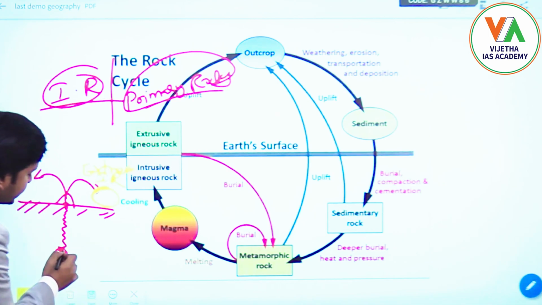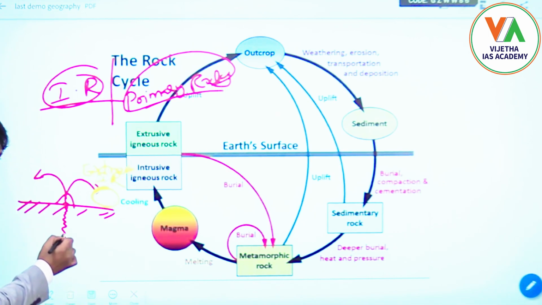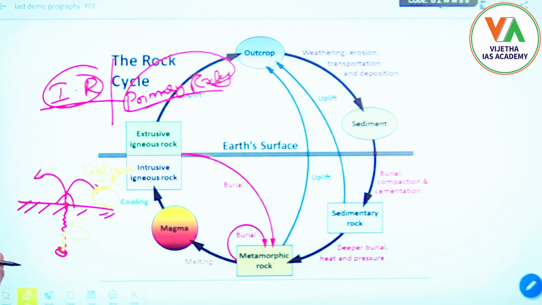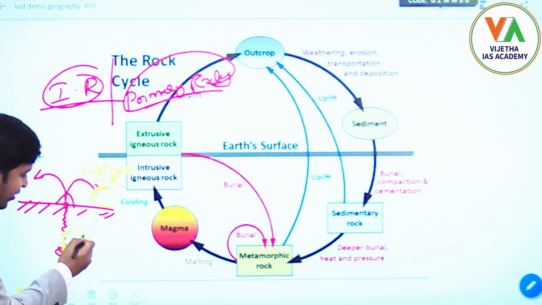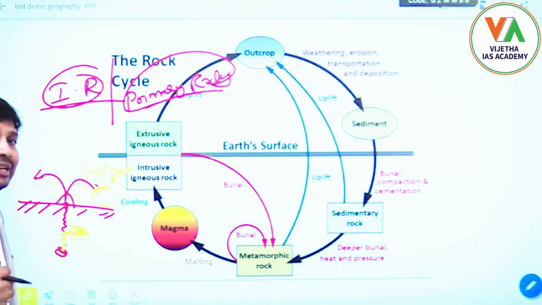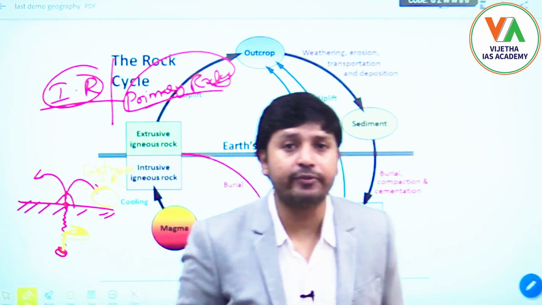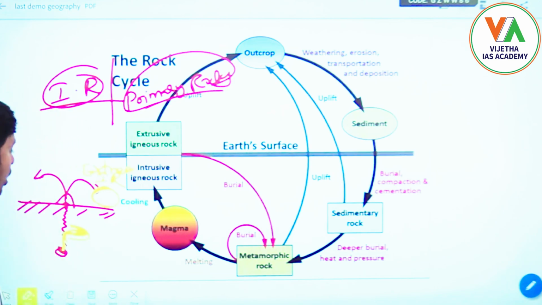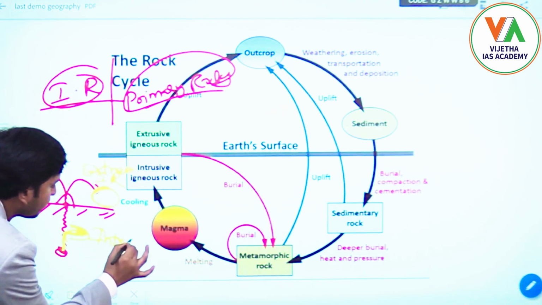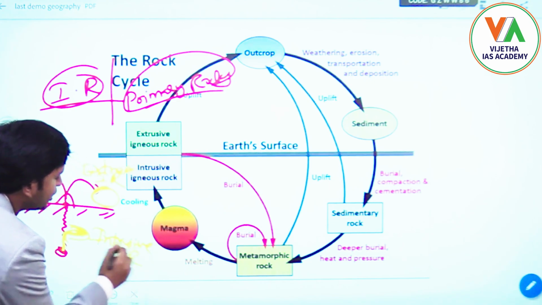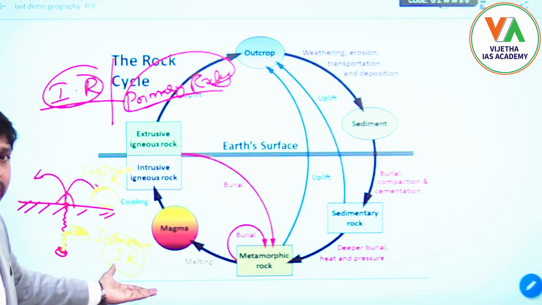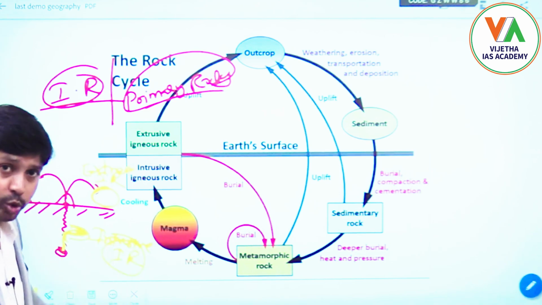And some magma coming from below the earth surface, if any gap is there, let us assume some gap below the earth surface, the magma will try to go and settle there and solidify below the earth surface itself. Whatever magma is solidified below the earth surface, the rock formed from that is also an igneous rock, called intrusive igneous rock.